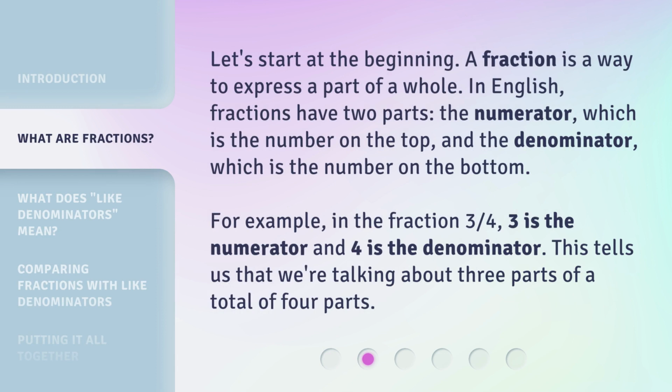Let's start at the beginning. A fraction is a way to express a part of a whole. In English, fractions have two parts: the numerator, which is the number on the top, and the denominator, which is the number on the bottom. For example, in the fraction 3/4, 3 is the numerator and 4 is the denominator. This tells us that we're talking about 3 parts of a total of 4 parts.